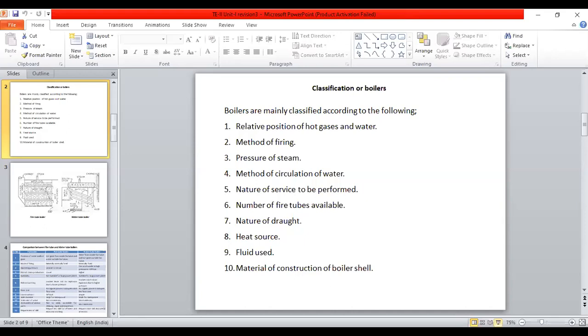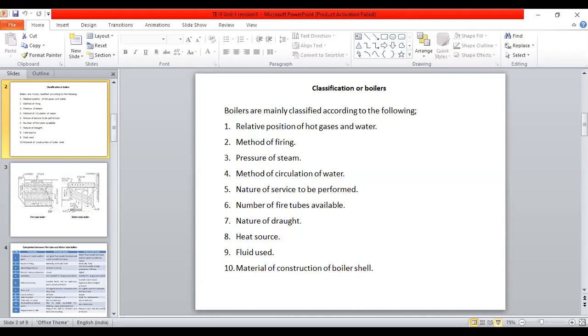And the next classification is method of circulation of water. In forced circulation type of boilers, the circulation of water is done by a forced pump. Examples are Velox, Lamont boiler, Benson boiler, etc. In natural circulation type of boiler, circulation of water in the boiler takes place due to natural convection currents produced by the application of heat. Examples are Lancashire, Babcock and Wilcox boilers, etc.